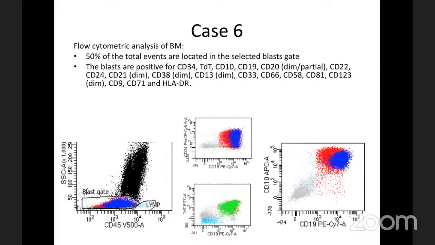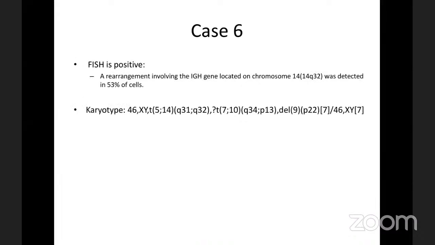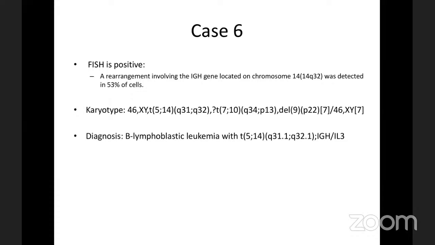You would expect a specific translocation, which is 5;14. So we called our scientist and we asked for a karyotype, and yes, she detected an abnormal chromosomal analysis. The patient was found to have a translocation 5;14, plus also translocation 7;10 and deletion 9, and these are diagnostic for a B-lymphoblastic leukemia with translocation 5;14.